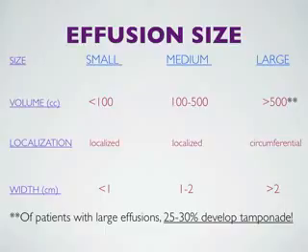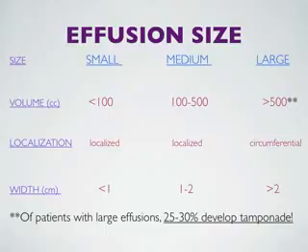So first we can estimate the size of the volume. Small volumes are typically less than 100 cc's, large greater than 500, and medium size in between. And there are 2 parameters that I look at on the ultrasound. One is whether the fluid is loculated or localized. If it's localized, think of a small or medium-sized effusion. If it's circumferential, think of a large effusion.